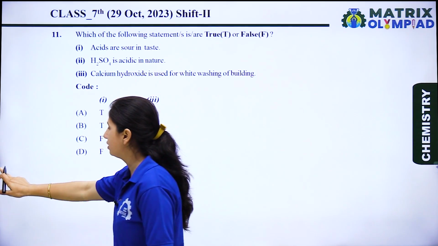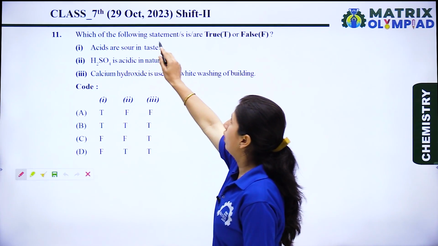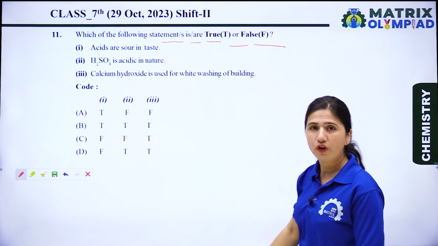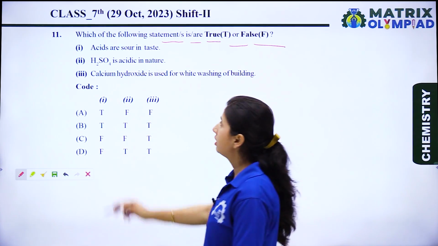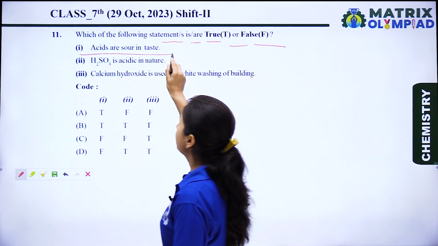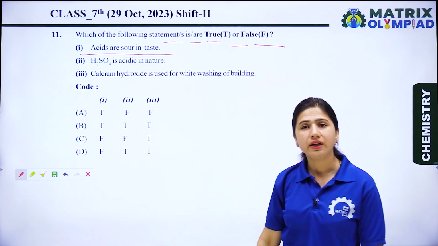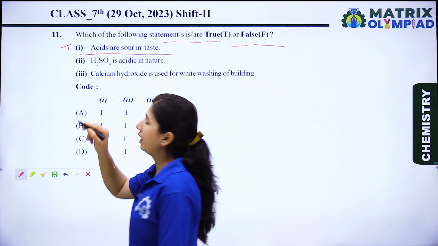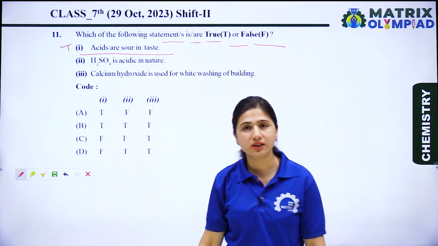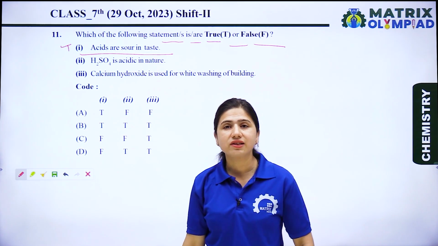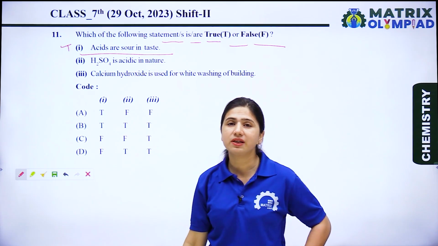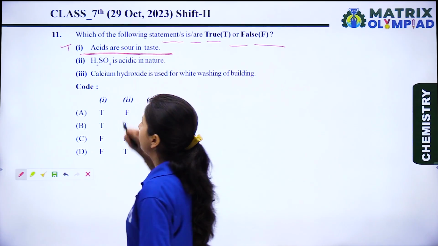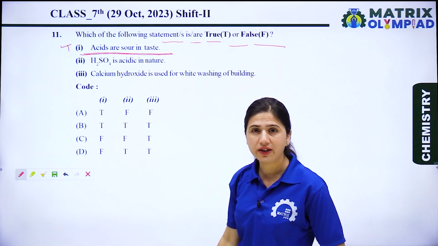The question is, which of the following statements is or are true or false. Let's see the statements. The first statement is, acids are sour in taste. Yes, this is a completely right statement, because we know that there are two types of substances, acids and bases. Acids are sour in taste and bases are bitter in taste. So the first statement is the right statement.